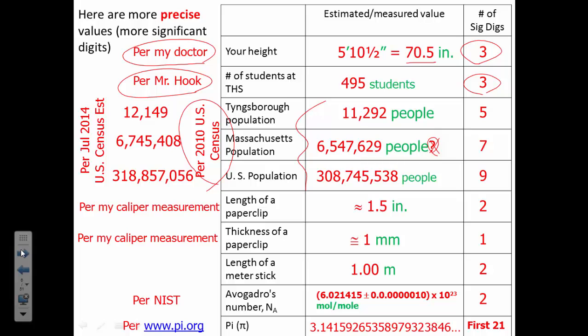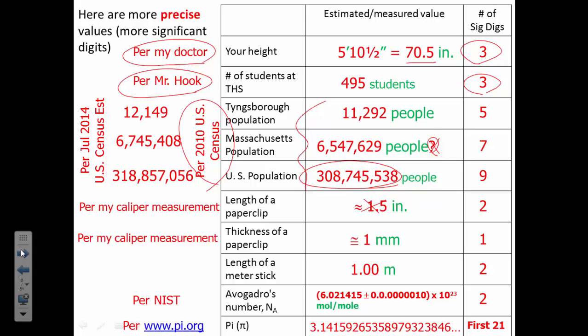The U.S. population, same thing. Now I've added up all the people in the U.S. in 2010 when they did the census. From every single person added up, they have 9 significant digits of information. The length of a paperclip, I didn't change that. I didn't change these.